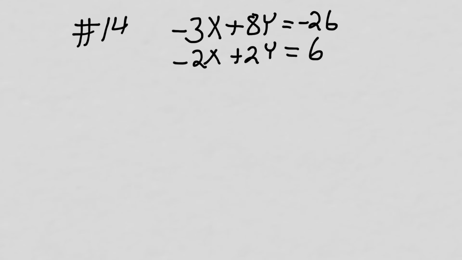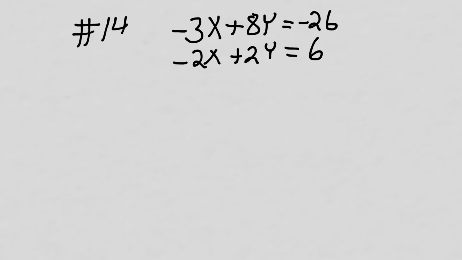All right, number 4, we got 3 to go. All right, we're still on elimination. All right, let me take a look at these. Minus 3x plus 8y equals negative 26, and negative 2x plus 2y equals 6.